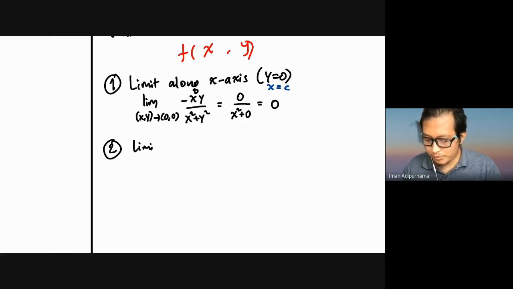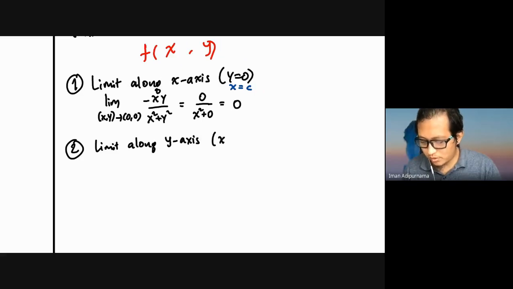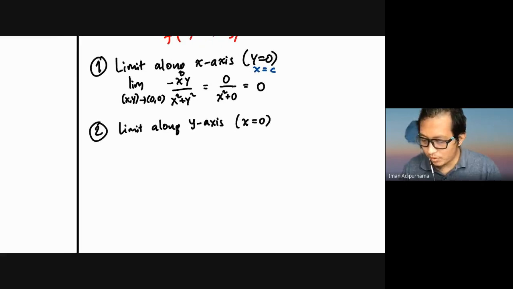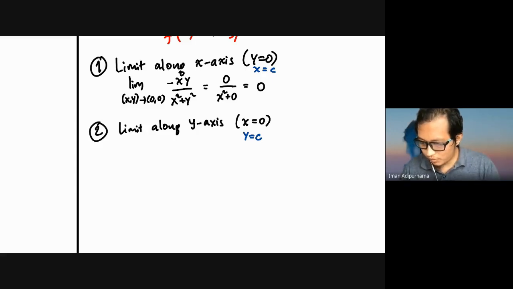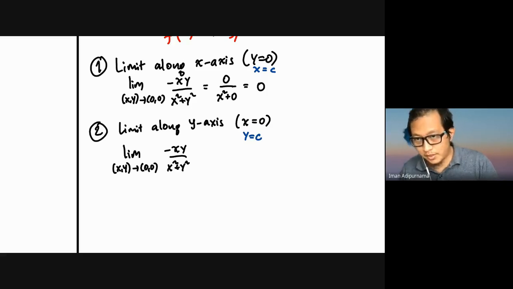Now, the second possibility is we can take the limit on the y-axis. This is when x is 0, okay? And y is a constant. Anyone want to ask? No? Okay. Now we are doing the same as previously, but this is when we are changing x to 0. Since the equation is similar, this will be 0 over 0 plus y squared. And again, it's 0.